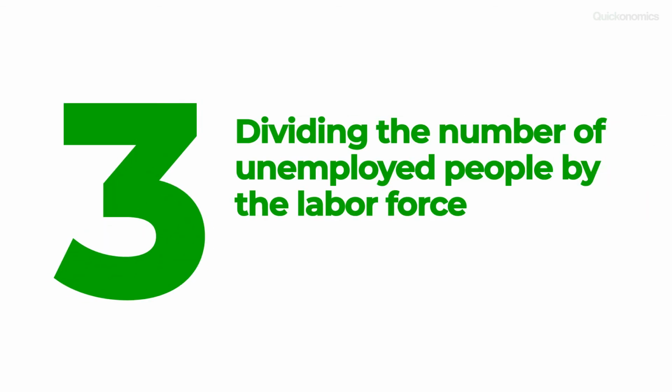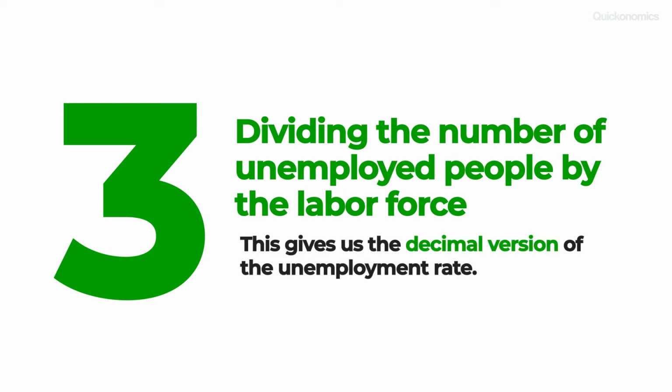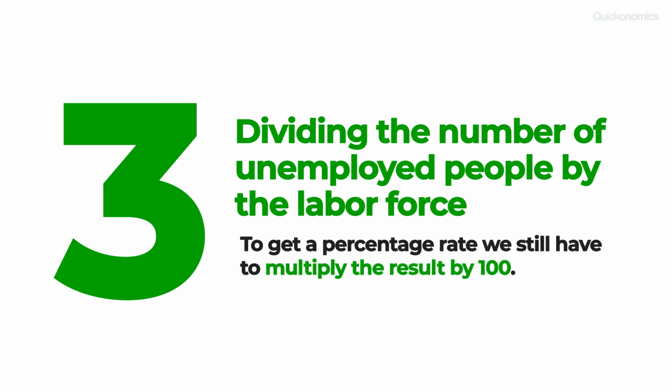Now, on to the third and final step, dividing the number of unemployed people by the civilian labor force. To calculate the unemployment rate, we can now simply divide the number of unemployed people by the civilian labor force. Note that this gives us the decimal version of the unemployment rate. That means we still have to multiply the result by 100 to get an actual percentage rate.